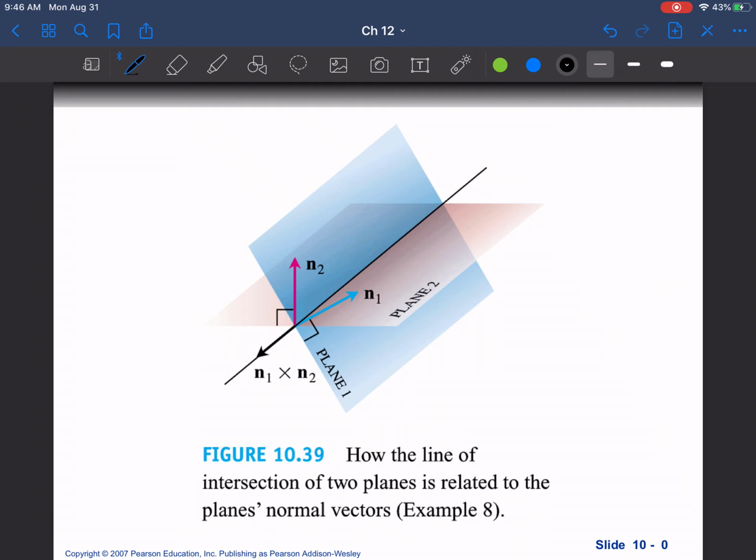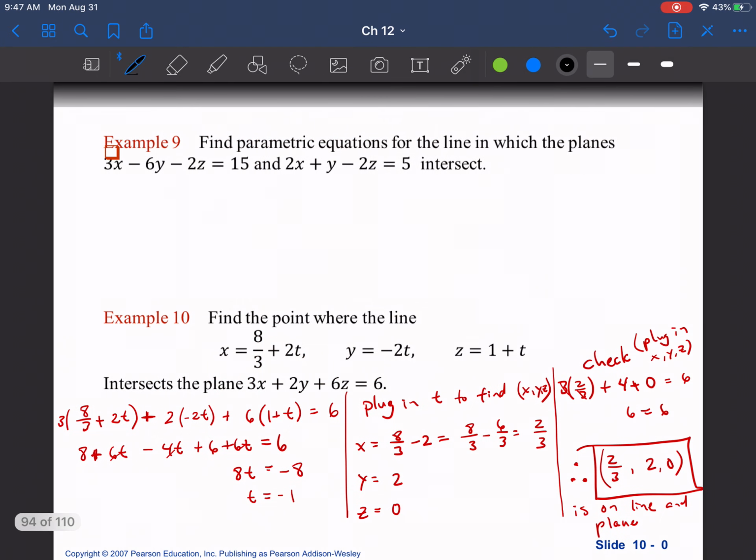Okay, and then here we have a nice picture of it. You can see that this normal to the first plane and this normal to the second plane are both perpendicular to the line of intersection. So that drawing's a little better than my little hand sketch, but that's exactly what we were just doing. So now, how in the world do you find the actual line of intersection? Well, here, I'm going to leave this one for you to try.